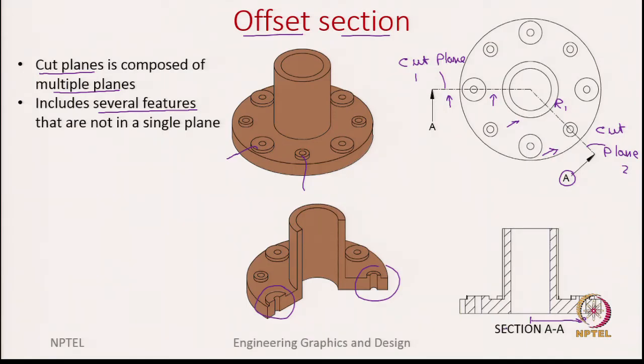Okay. And there are different other sections also. So, for example, let us say we have an object here, I am just showing the top view. Let us say there is one feature here where you have a bigger hole, and then there is some square cut here, and finally, there is another small hole. So, maybe now you can use the cut line in this fashion.